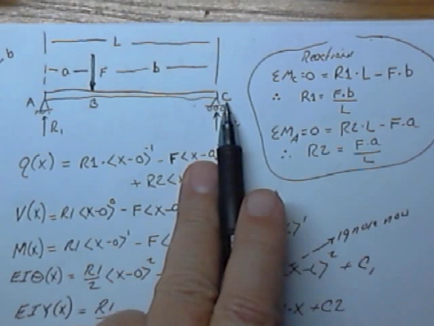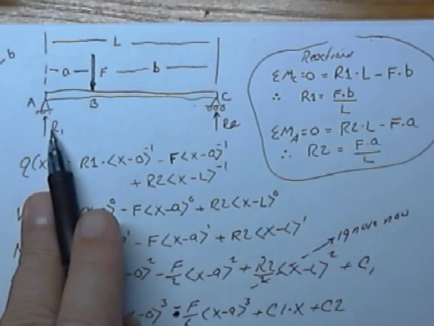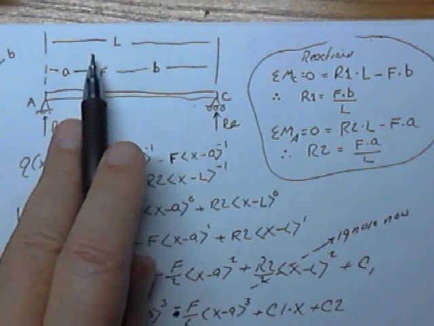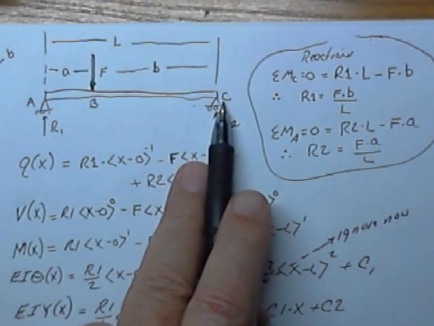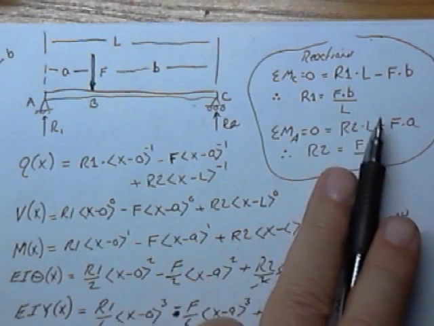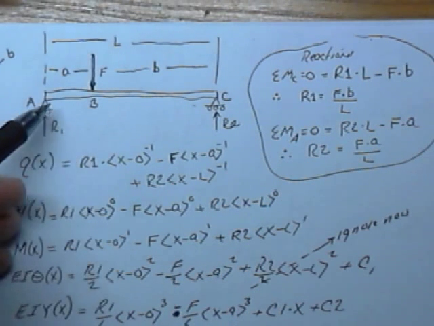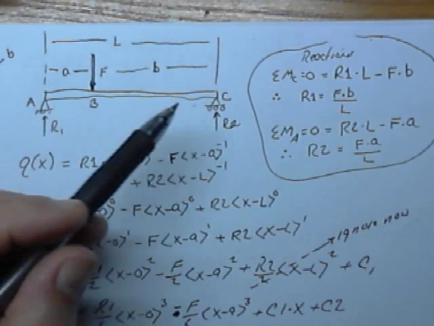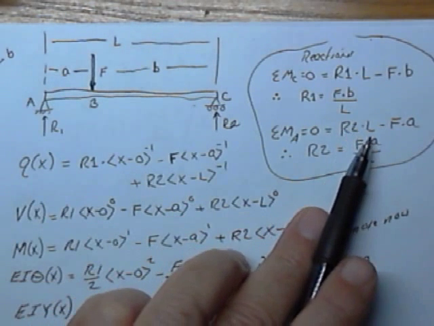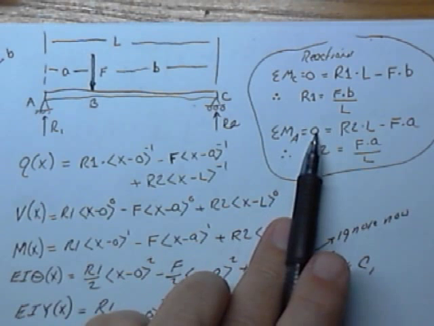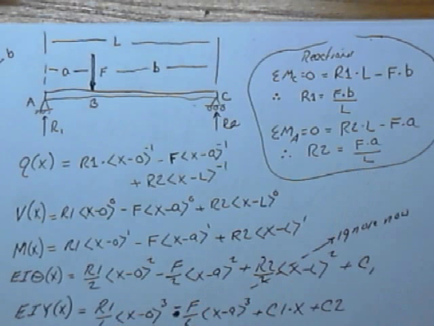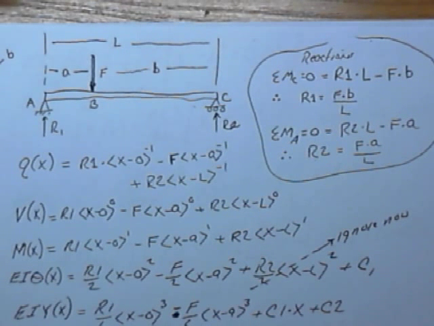If I sum moments about this point labeled C, I'm going to be able to solve for reaction 1, because reaction 1 times the overall length L, minus the point load F times the distance B from point C, is equal to the sum of moments equals 0. From this, R1 becomes a positive FB over L. And then summing moments about A, I'm going to have R2 times L in one direction, and minus F times A in the other direction. Set those two moment terms equal to 0, and solve for R2. And R2 is F times A over L. So those are my two reactions.